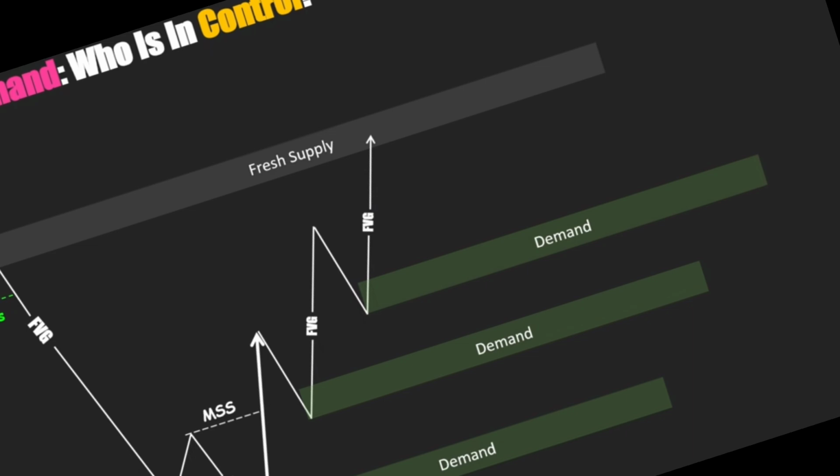since our bias is bullish. This bullish bias stays until the price hits a fresh, unmitigated supply zone.